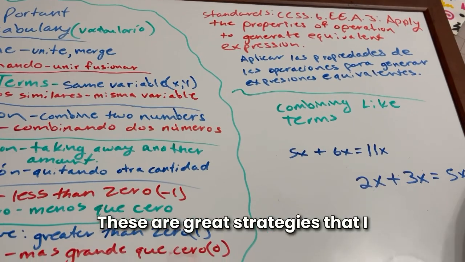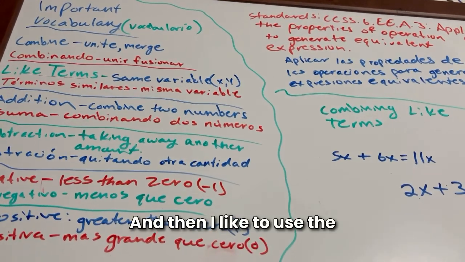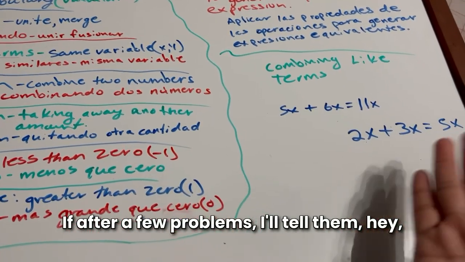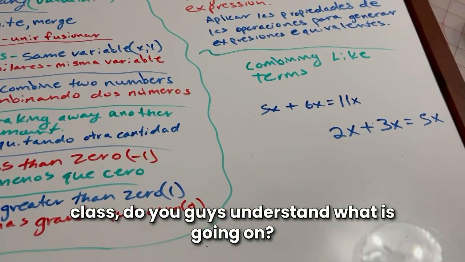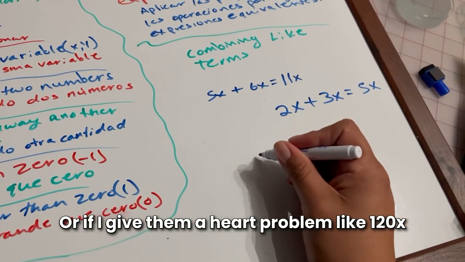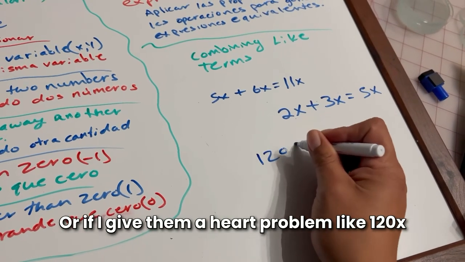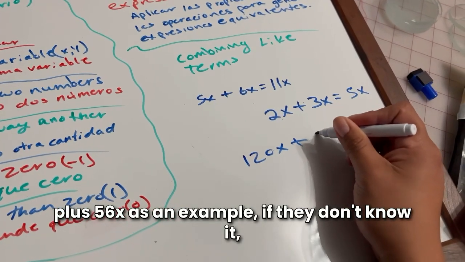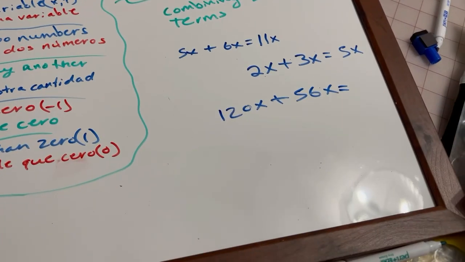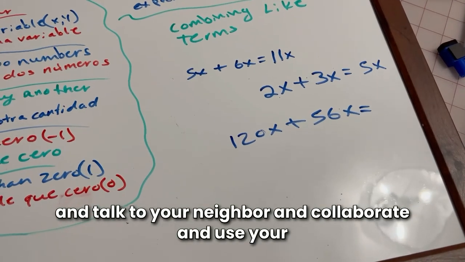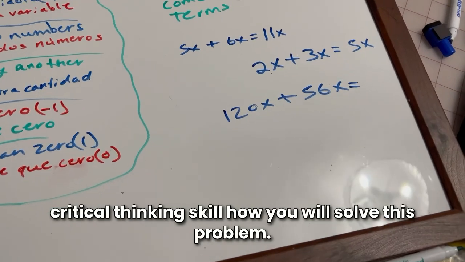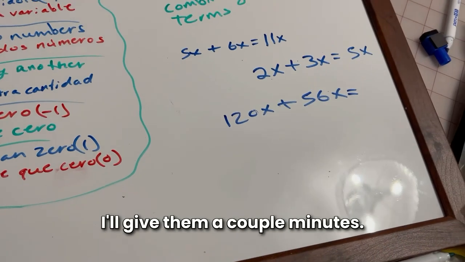These are great strategies that I like to use in my classroom. And then I like to use the turn and talk strategy with them. If after a few problems, I'll tell them, hey class, do you guys understand what is going on? Or if I give them a hard problem, like 120x plus 56x, as an example, if they don't know it, I will tell my students, all right class, go ahead and talk to your neighbor and collaborate and use your critical thinking skills of how you will solve this problem. I'll give them a couple minutes.